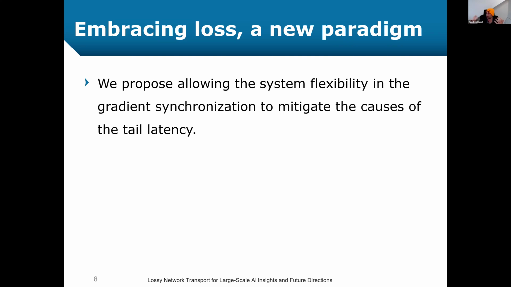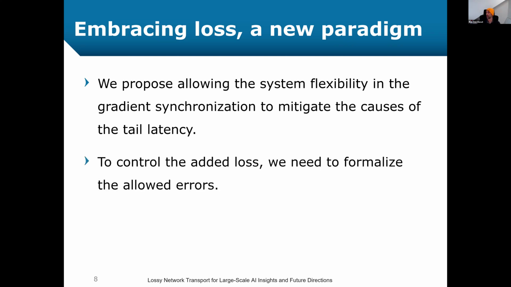So far, there has been a lot of research on how to optimize gradient synchronization when we don't allow loss. But now, if we do allow loss, then we need to make sure that this does not significantly affect the accuracy of the model that we're training, because otherwise this is all pointless. So we need to formalize what loss we're allowing, and we need to make sure that the amount of loss that we add is not too much in some sense.